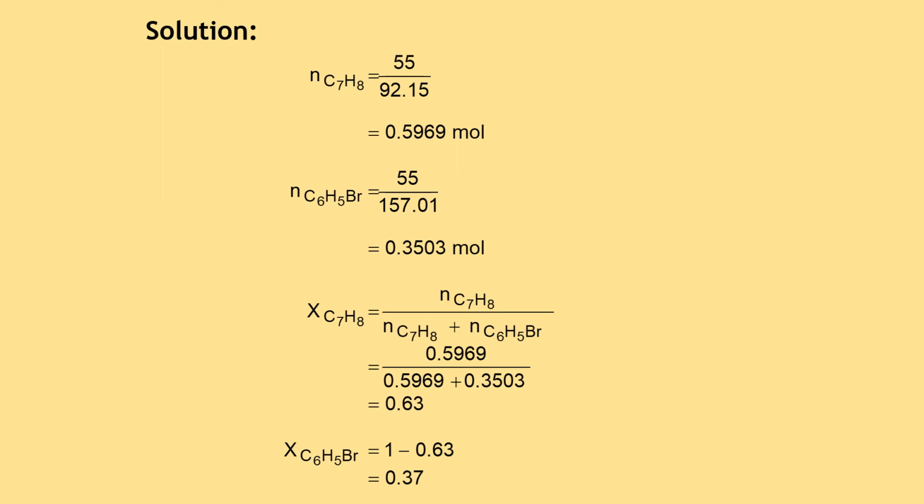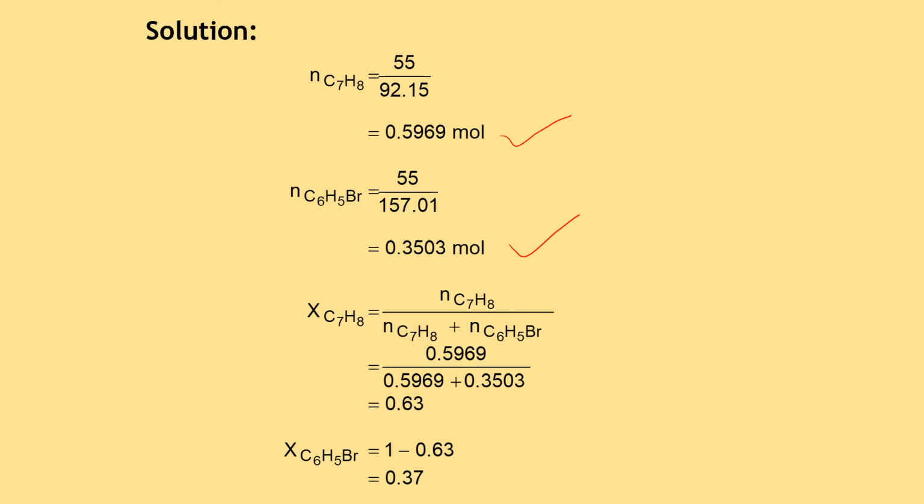So for the solution, find the number of moles of toluene. From the mass divided by the molar mass, you have the value of 0.5969 mole. And for the mole of bromobenzene, insert the mass and also the molar mass, and you have the mole of bromobenzene, 0.3503 mole.